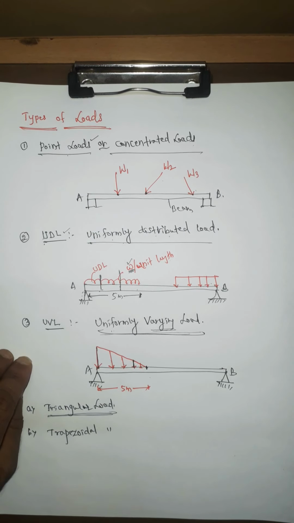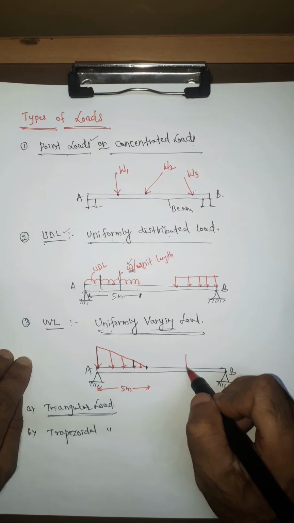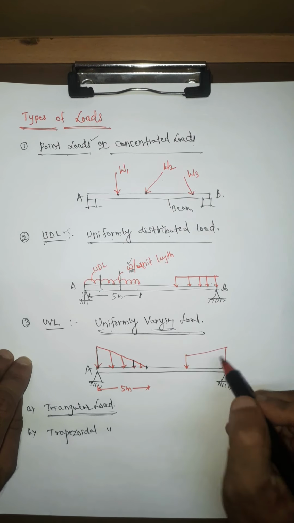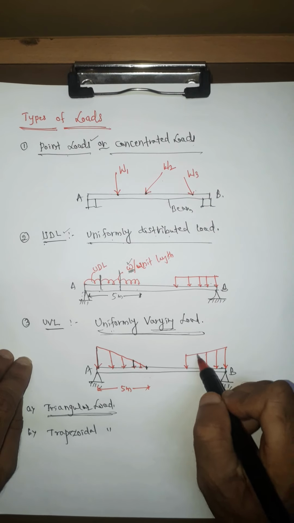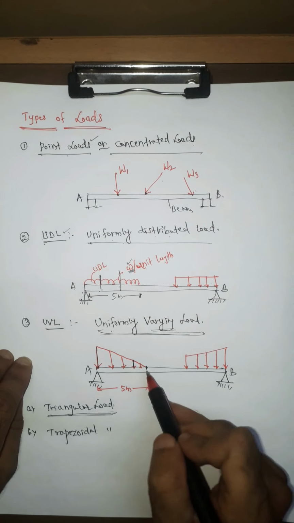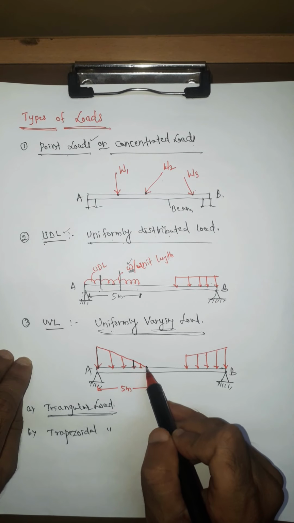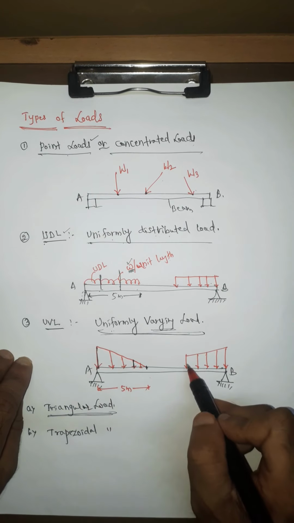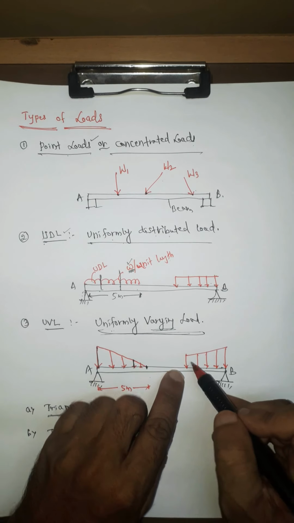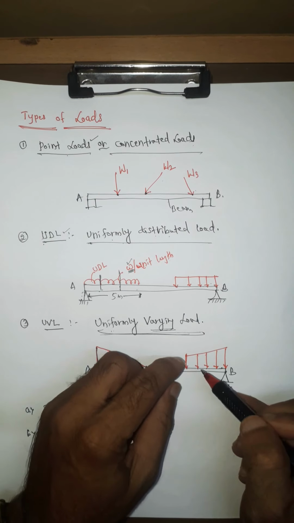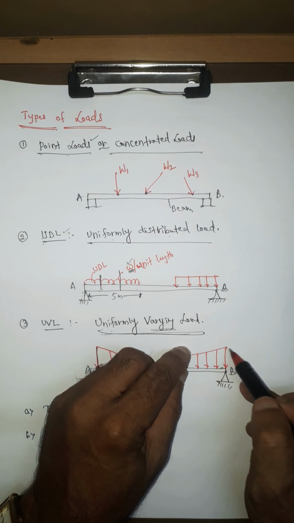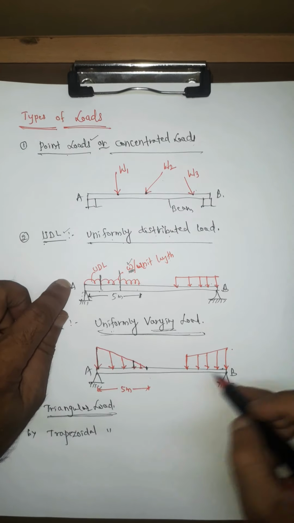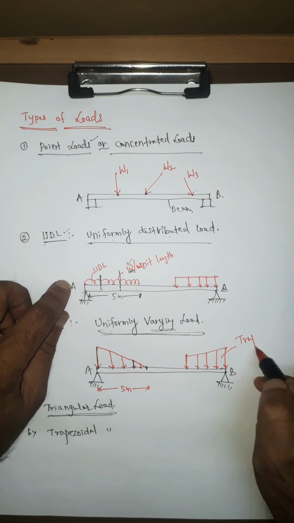Then what about this trapezoidal load? Now see the difference between this and this. In the triangular load, at one point the value of load is 0 and at the other it is maximum. But here the intensity has some value. The load is this much, and here it is maximum. Here it is not 0, so I cannot say it is a triangular load. So this is called as trapezoidal load.